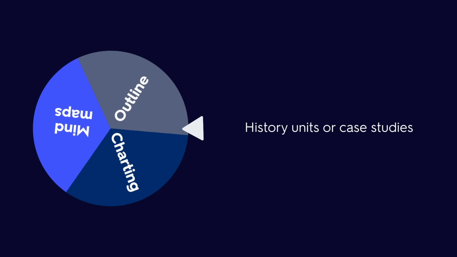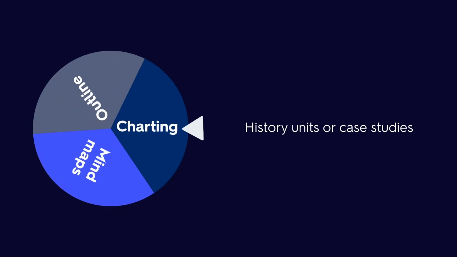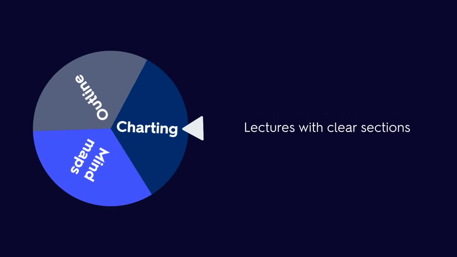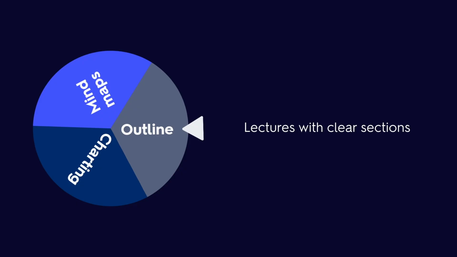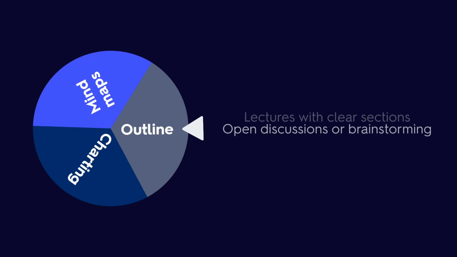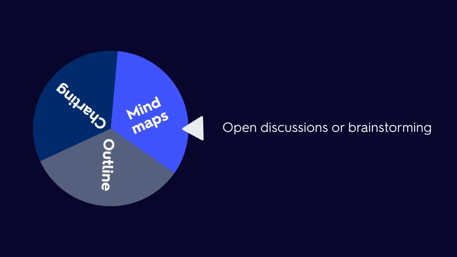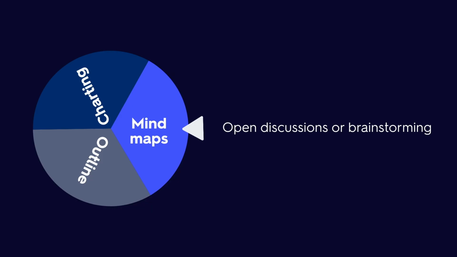Now, it's time to apply the methods. Match the class to the right approach. For dense comparisons, like history units or case studies, charting works best. For lectures with clear sections, an outline keeps your notes organized. For open discussions or brainstorming, mind maps capture connections without losing the big picture.